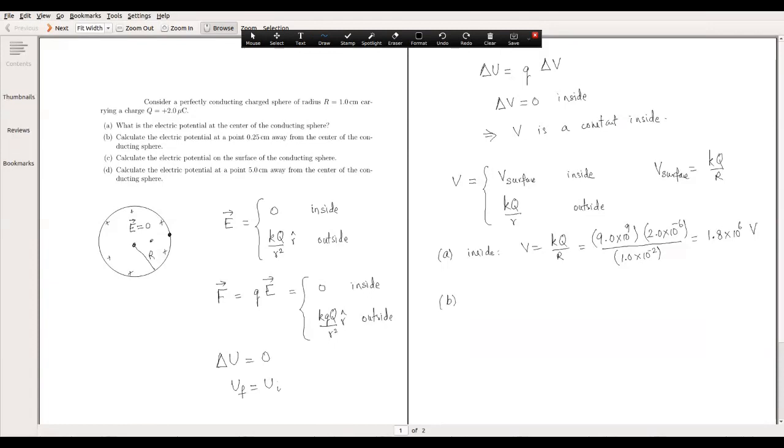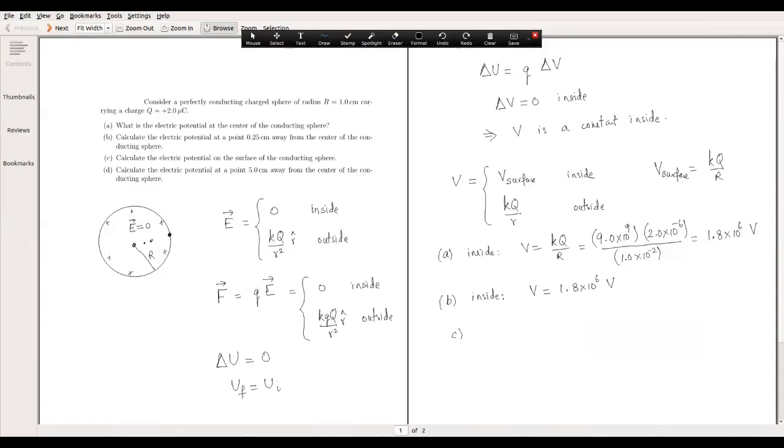Part B, again, we ask, are we outside or inside? Calculate the electric potential at a point 0.25 centimeters. The radius is 1 centimeter. So that's somewhere here, a quarter of the radius. But again, the only thing that's crucial is whether it is inside or outside. If it is inside, again, we would have 1.8 into 10 raised to 6 volts. There is no work needed to move from the center to 0.25 centimeters because there is no force acting on the charge inside a conducting sphere.